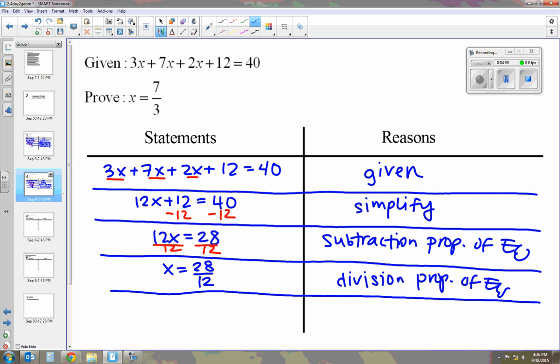And if we notice we have 28 over 12, we have to simplify that fraction. And that simplifies to be x equals 7 over 3, which is our proof. And our reason for this is simplify. And now we are done with that proof. So you see an example with the simplify added into the proof.